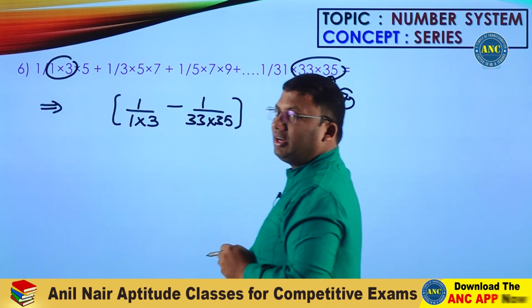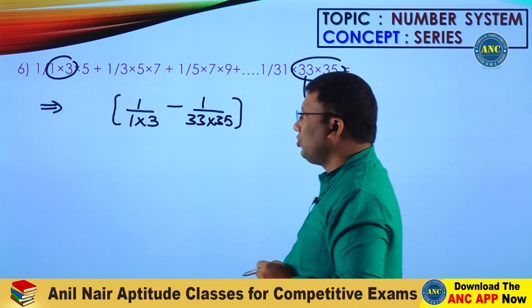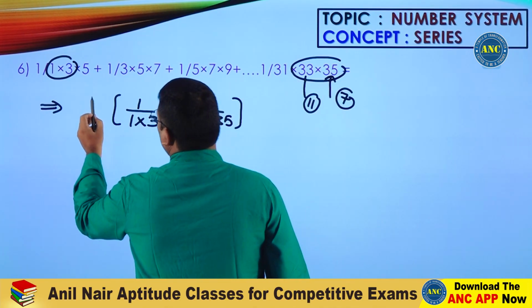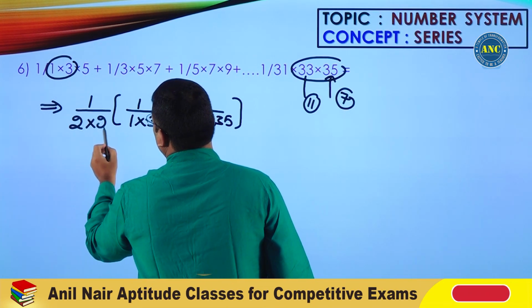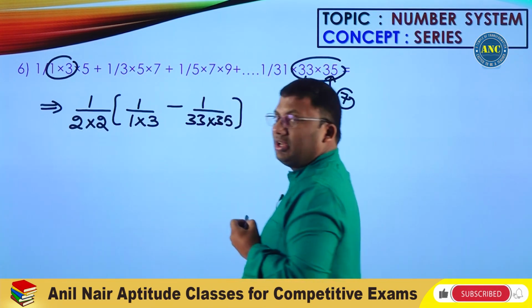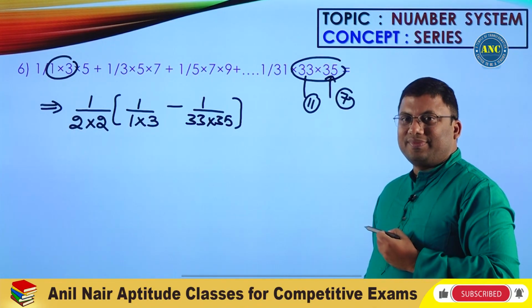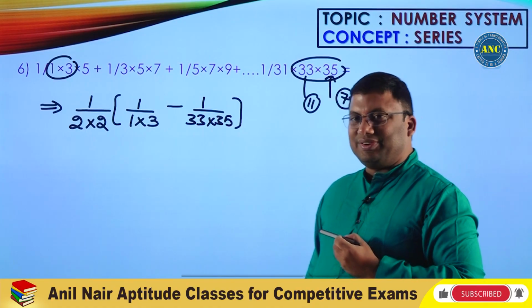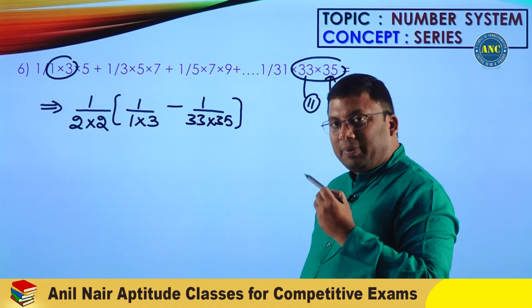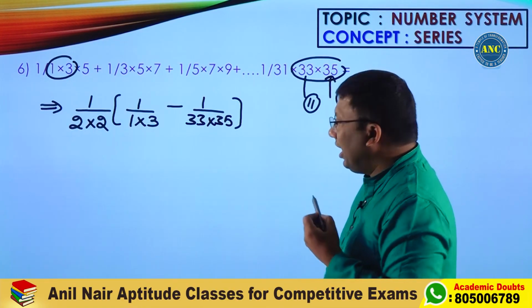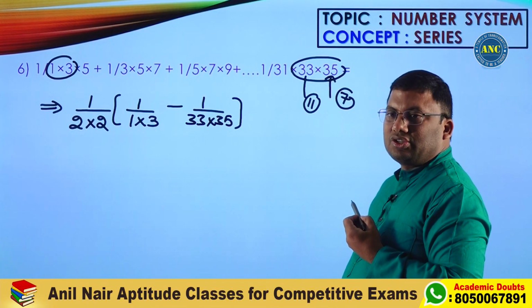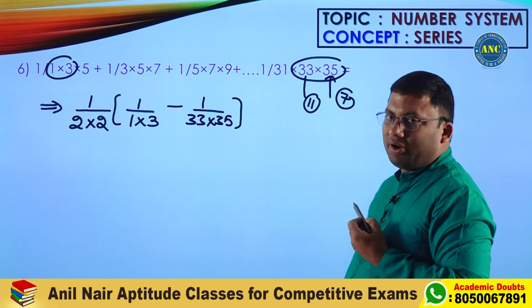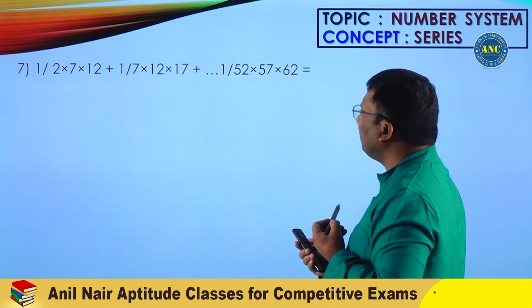1 by 3 minus 1 by 33 into 35. It is 1 by, the difference is 2. 2 numerical values, 3 numerical values are becoming 2. 1 by 2 into 2. Keep an eye on the answer option and also know the shortcut way to solve. I hope the idea is clear.